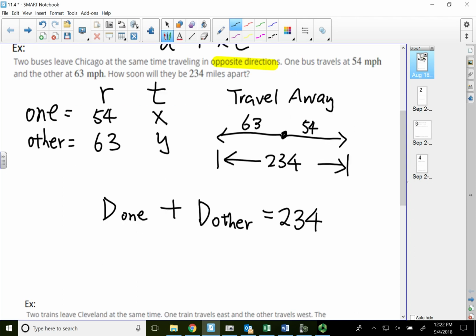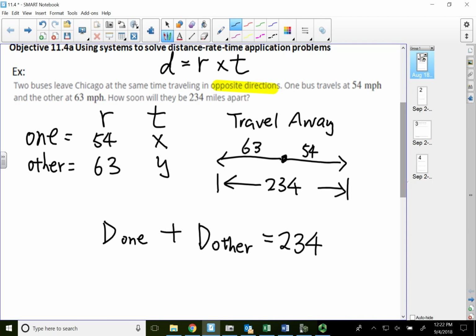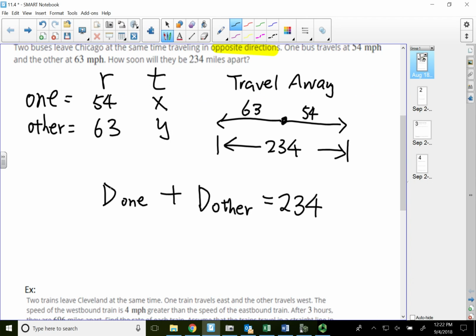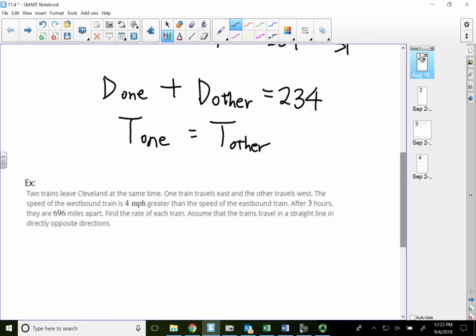Since I'm dealing with two different variables, there have to be two things I need to write out my equations. One of them is regarding the distance, the other one will be the time. Because both of them will travel the same amount of time and stop to equal up to 234 miles apart, the time for one bus has to equal the time of the other bus. These are the two things I needed to write out my equations.